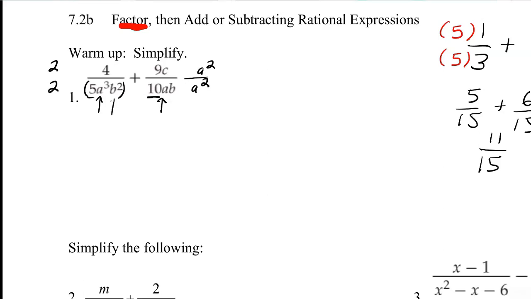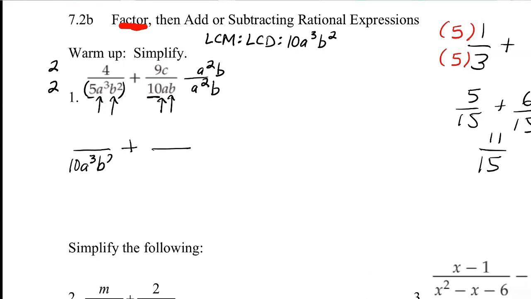The fraction on the left has a b squared, this one has a b, so the one on the right needs a b. And we need to multiply the top and bottom to include that. So then we would get a lowest common multiple, also known as the lowest common denominator, same thing. It would be a 10, an a cubed, and a b squared. So we could write it as 10a cubed b squared, and the numerator would be 8, that's 2 times 4. The other numerator would be 9a squared bc.